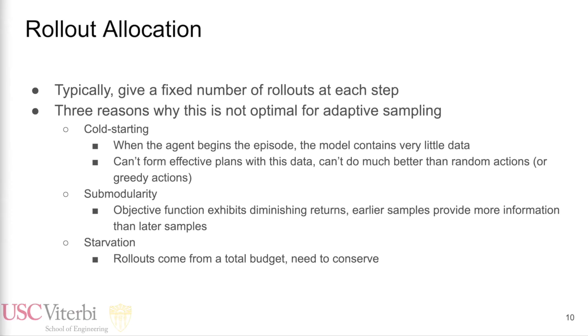Second, the objective function gives diminishing returns as you keep exploring the environment. Hence, it might help to tweak the amount of iterations to favor earlier samples. And finally, these rollouts come from a fixed computation budget, so we need to conserve rollouts so as to spend this budget judiciously over the course of an episode.